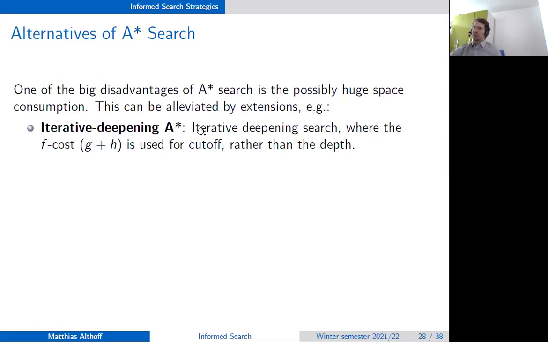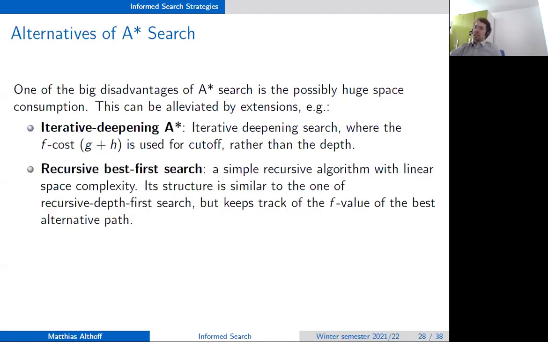One more thing, if you already downloaded the slides yesterday, today I've improved the description of iterative deepening A-star, because before it was not that well described. It was longer and didn't describe so well what happens.